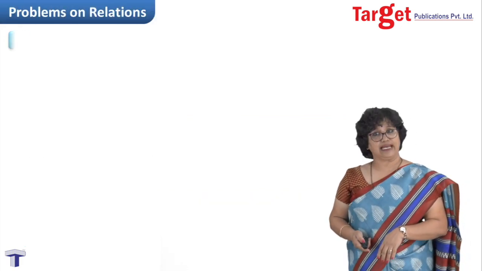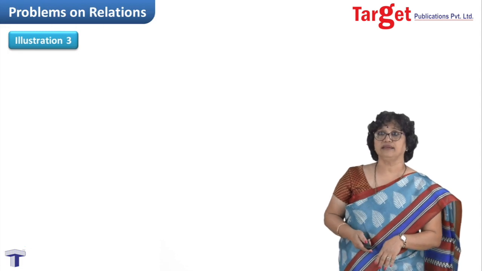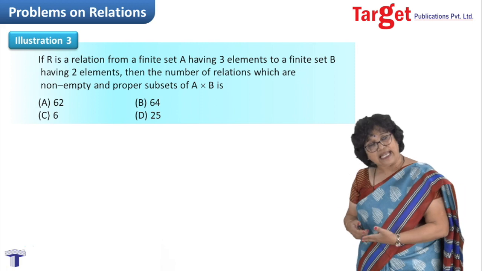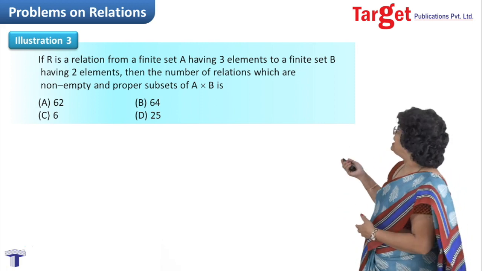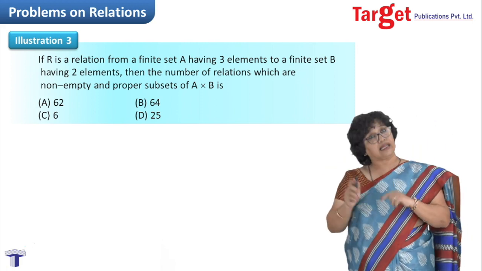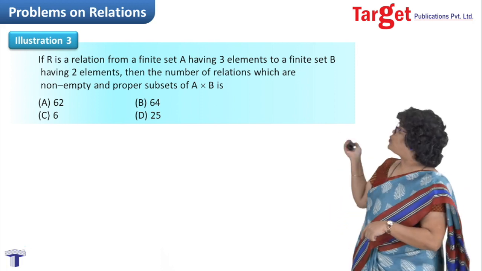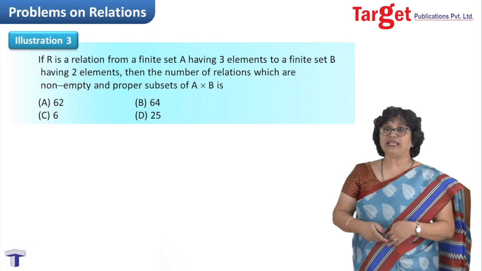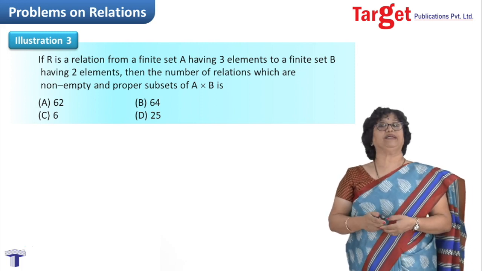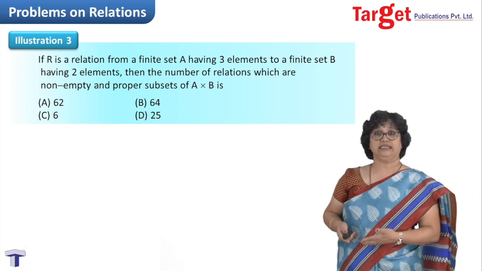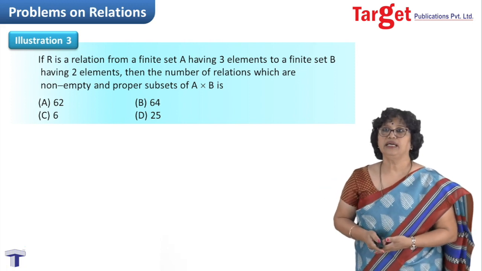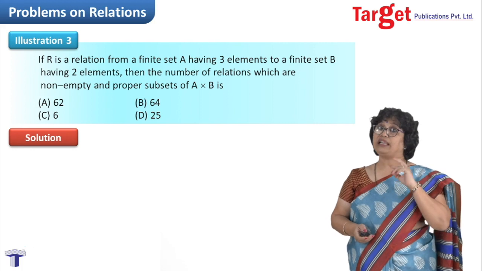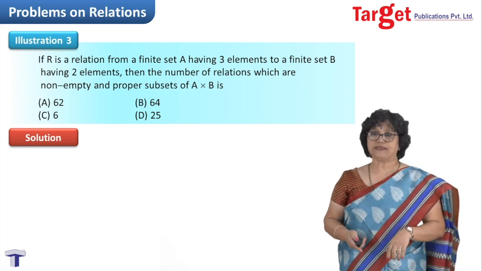Let us move to the next one. And the third one is that relation R from a finite set A having 3 elements to another finite set B having 2 elements is defined. Then the number of relations which are non-empty and proper subsets of A cross B is. This is we have to find. Now mind you please, again question is regarding the number of relations. We will have to work on number of subsets.